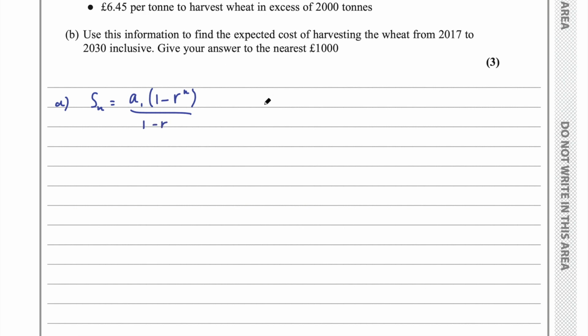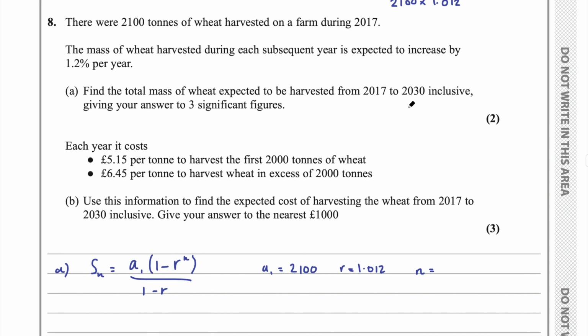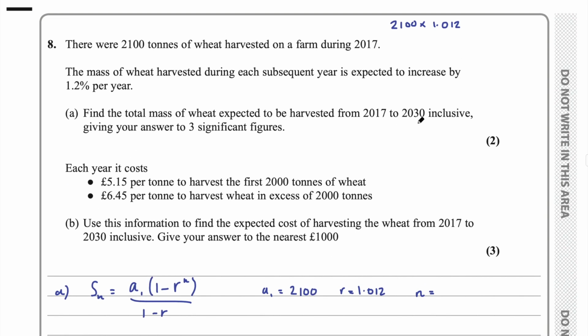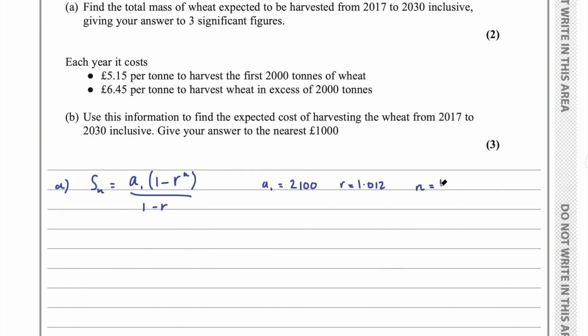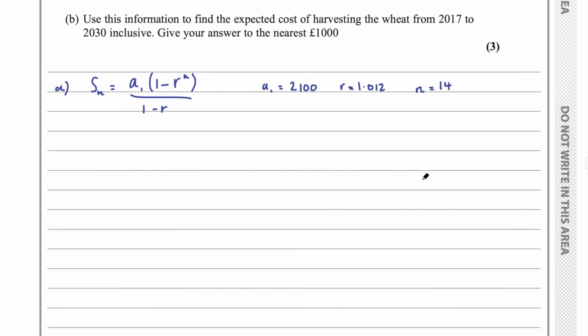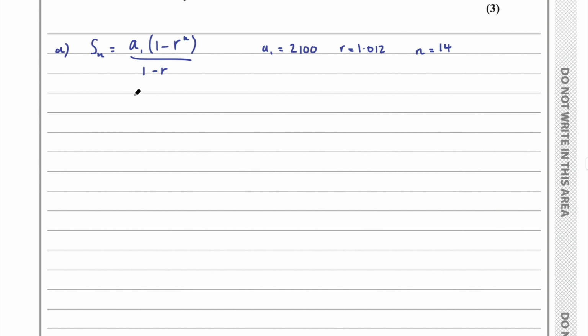Okay, so we've got a1 in the question. They tell us that's 2,100. The thing we're multiplying by is 1.012 to increase by 1.2%. And how many terms are we looking for here? So we're going from 2017 to 2030 inclusive. So it's not just up to 2030, it's also including 2030. That means it won't be 13, it will be 14 years, or 14 terms we're looking for. So n equals 14.